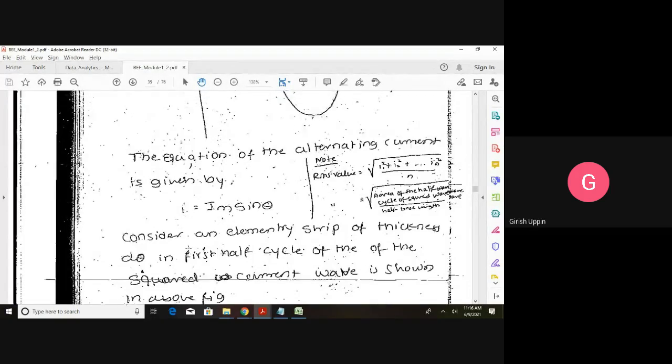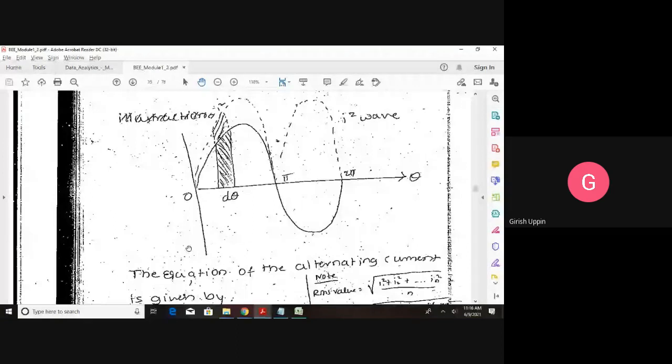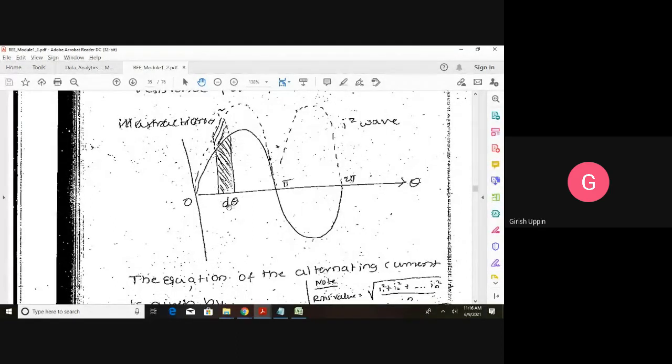and we are going to take a small strip. You can see here a small strip d theta on the squared wave. This strip is very thin, so both the heights are the same. And what would be the area of this particular small strip? The height is I square and the width is d theta. So the area of this small strip is I square into d theta.